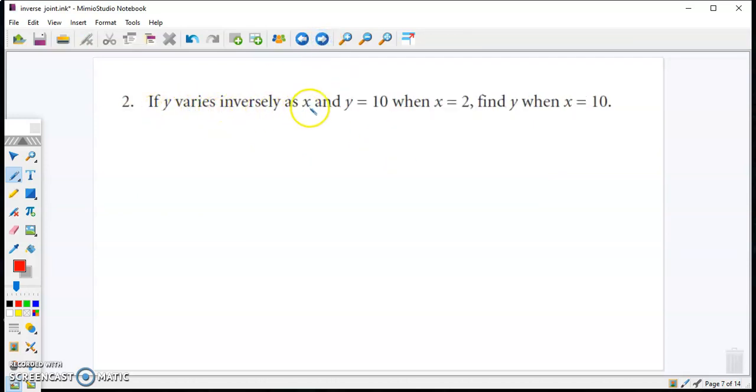Y varies inversely as x, and y is 10 when x is 2. So this is the first part of the equation. Then we find y when x is 10. The first step is always write your equation. Y varies inversely as x. So that is y varies inversely as x.